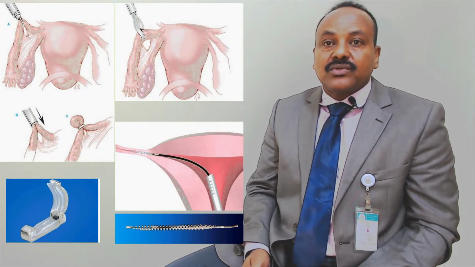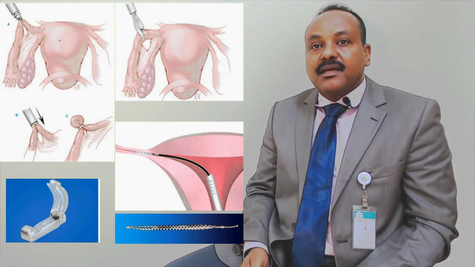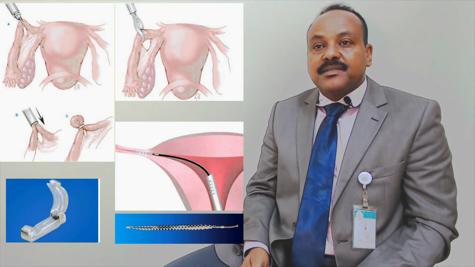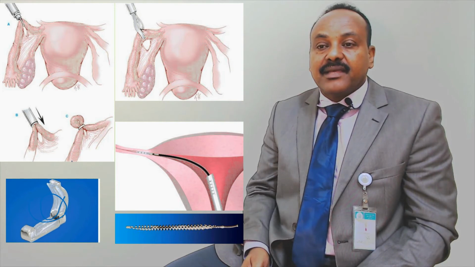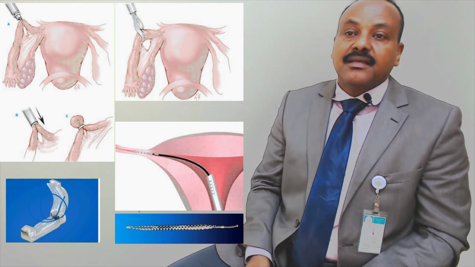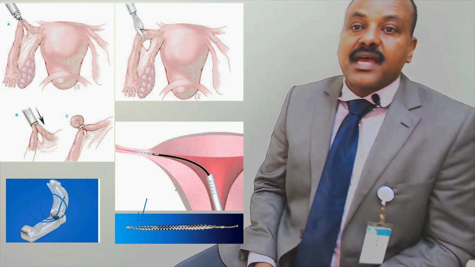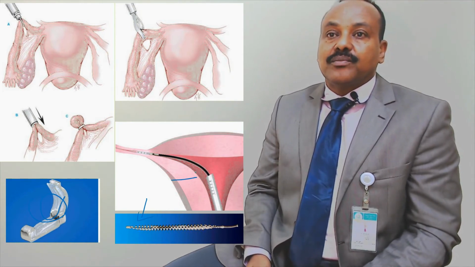Here I will show you a picture. This is on the right. These are clips, and here is tubal ligation, and Essure here, inserted by hysteroscope inside the fallopian tube.